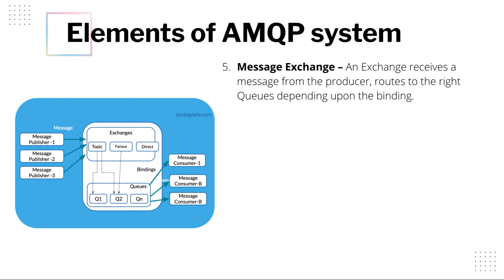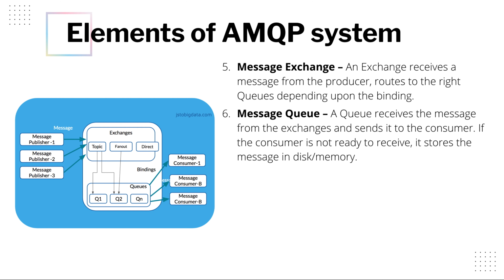Then we have message exchange. An exchange receives a message from the producer and routes the message to the right queue depending upon the bindings. Then we have message queue. A queue receives the message from the exchange and sends it to the consumer. If the consumer is not ready to receive, it will store the message in disk or memory.